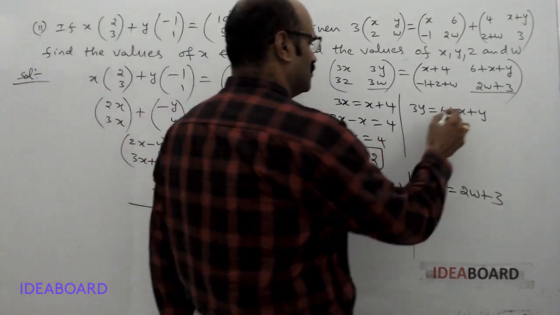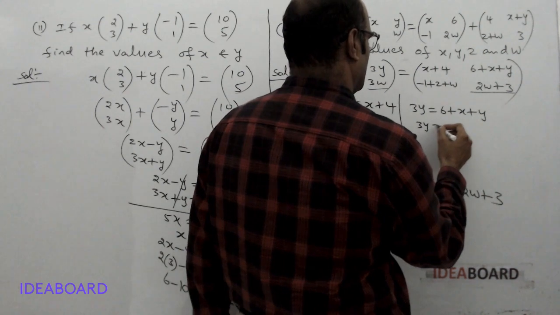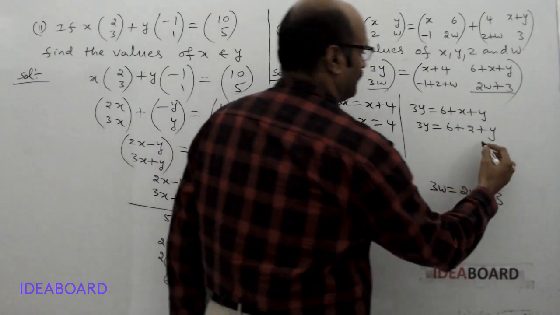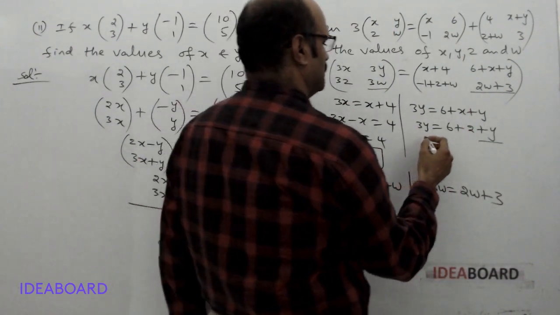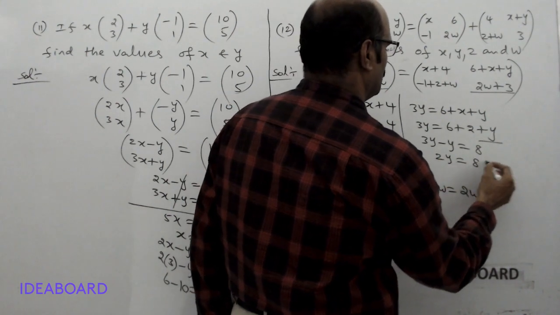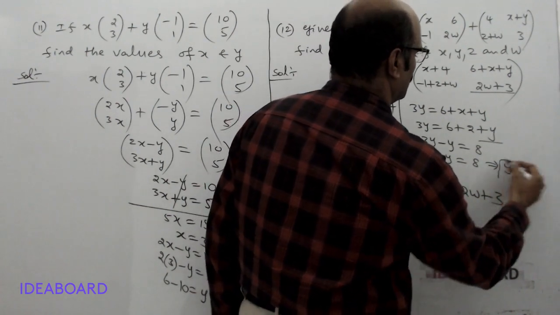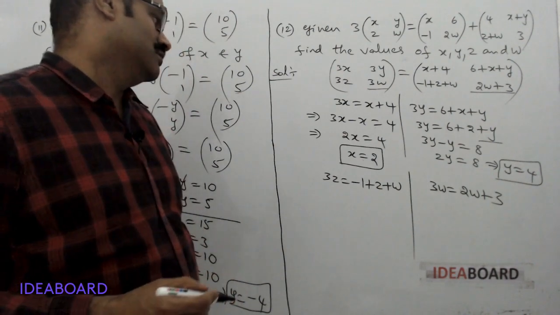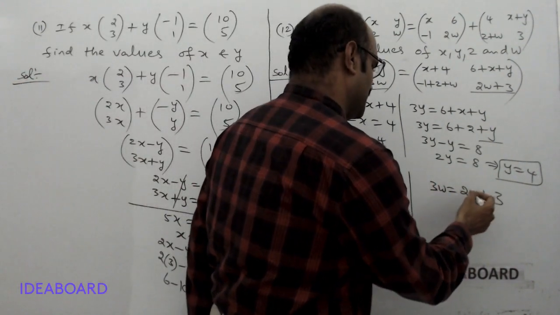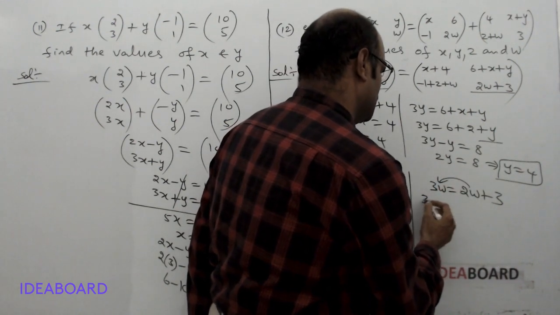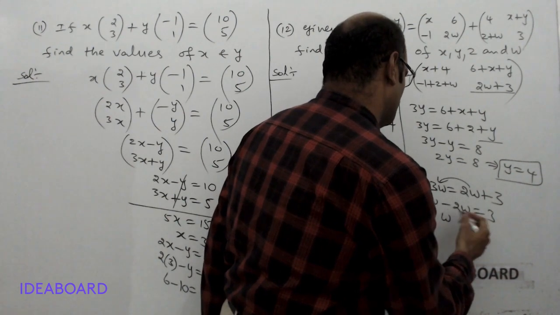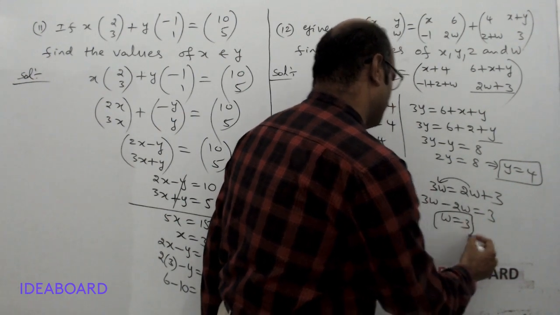Now put x equal to 2 in this equation. 3y equal to 6 plus 2 plus y. Now write y from RHS to LHS. 3y minus y equal to 8. 2y equal to 8. It implies y equal to 4. Here 3w equal to 2w plus 3. Write 2w from RHS to LHS. 3w minus 2w equal to 3. It implies we have w equal to 3.